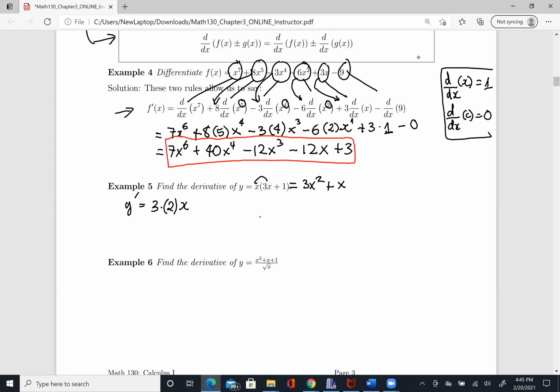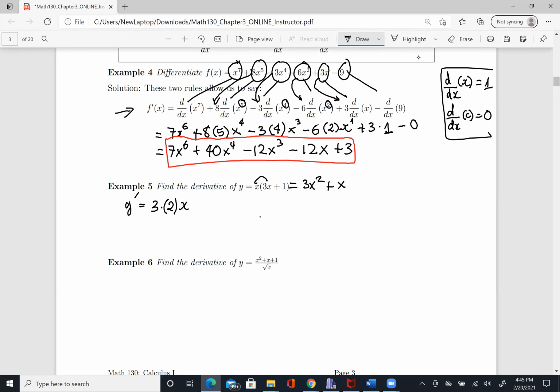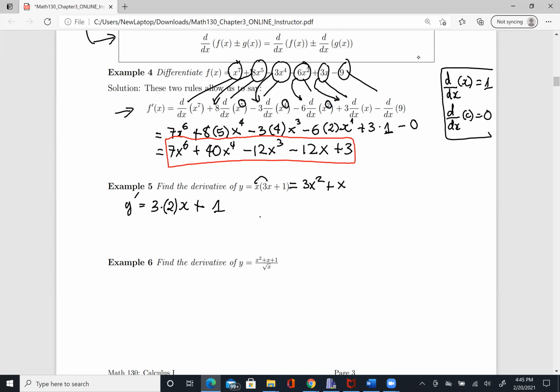So we want to take the derivative of this x also, right? So the next term will be adding the derivative of x, which is 1. Everyone knows that, right? The derivative of x equals 1. Okay. Simplifies, I have 6x plus 1. That's going to be the answer for the derivative of y.